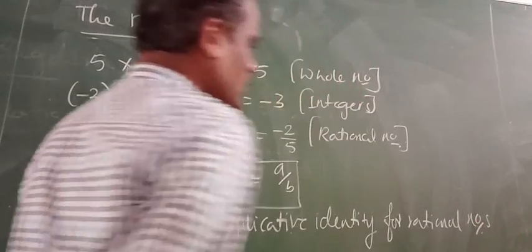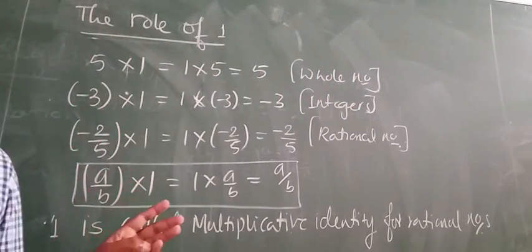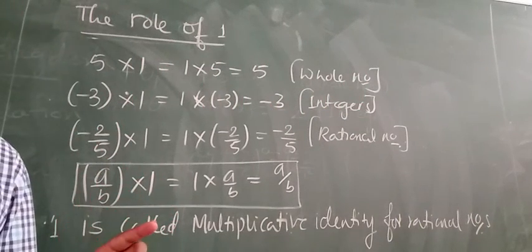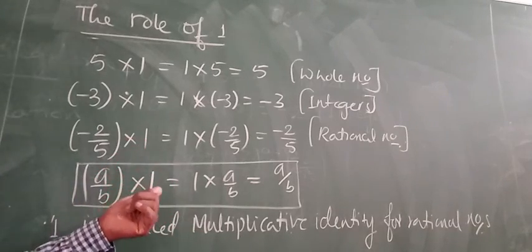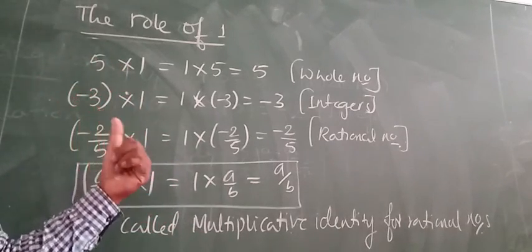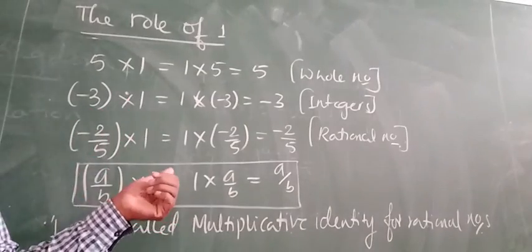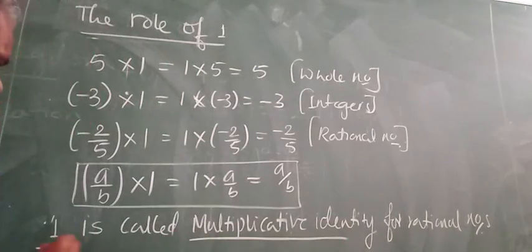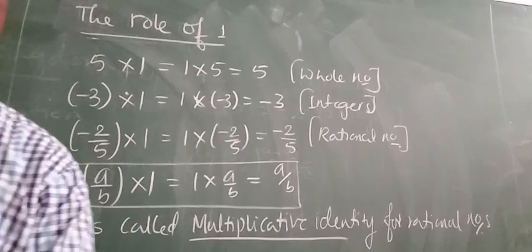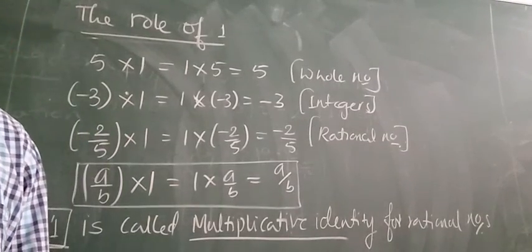So remember that. The first one we learned is additive identity. 0 is called additive identity. Add 0 to any number, you will get the same number as the sum. The same way, 1 is called multiplicative identity, because you multiply any number by this one, you will get the same number as the product. What is multiplicative identity? They will ask this question, so you have to tell 1. 1 is the multiplicative identity for rational numbers. It is the same for whole numbers as well as integers. So after this, the role of 1 is over, the role of 0 is over.